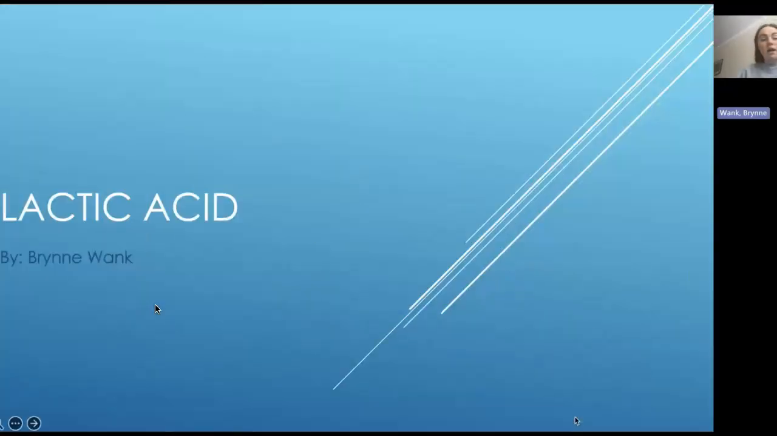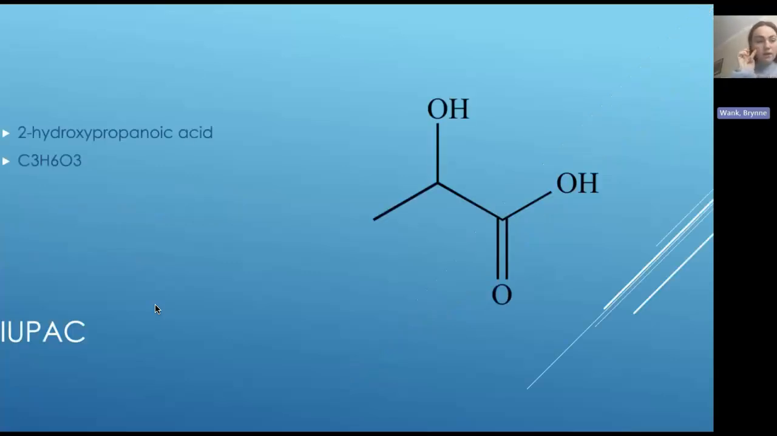Okay, so today I am doing lactic acid. That's the common name. The IUPAC name is 2-hydroxypropanoic acid. And I just also wrote out that it's got 3 carbons, 6 hydrogens, and then 3 oxygens. Over here you can see that right there. We'll kind of go back and forth when we talk about the functional groups.